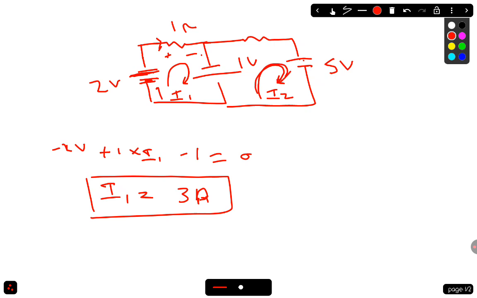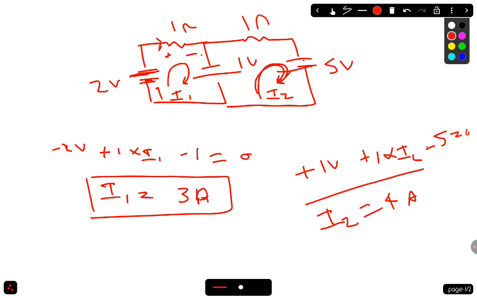Now again we can apply KVL in this loop to get I2. So plus 1 volt plus 1 into I2, minus 5, equal to 0. So I2 equal to 4 ampere. So this is called mesh analysis.